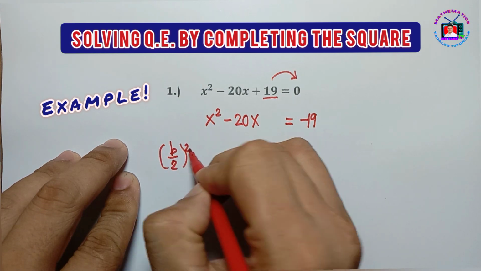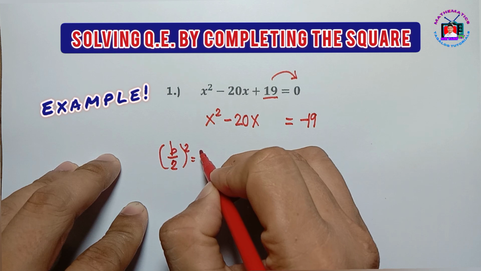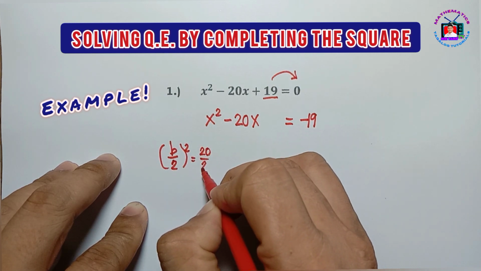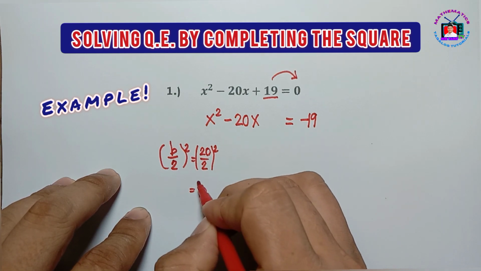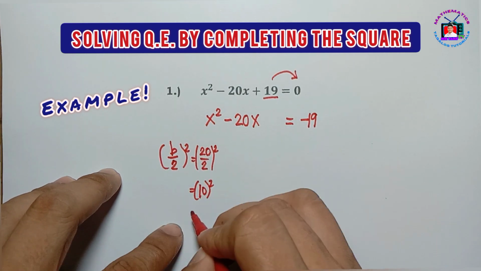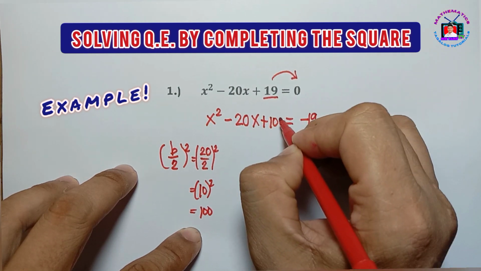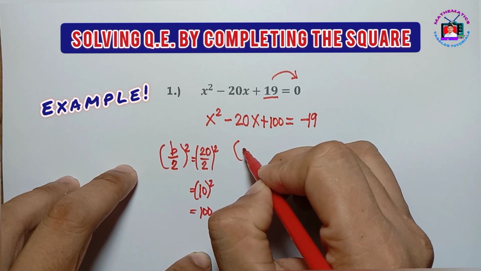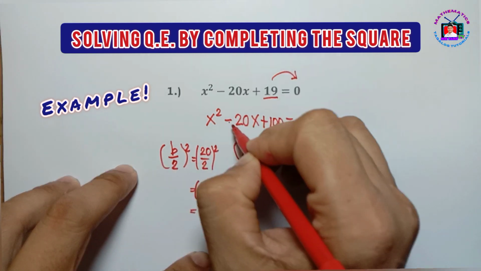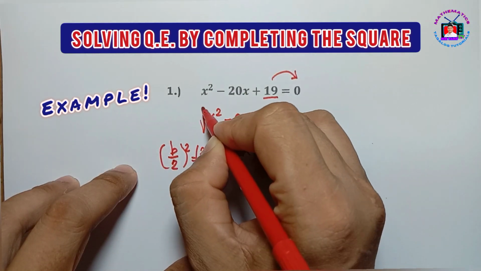Okay? So the formula to find the third term is b over 2 squared. The value of b is 20 divided by 2, then squared. So 20 divided by 2 is 10, squared. The result is 100. This is possible if the value of a is 1. Since the value of a is 1, we proceed. So plus 100, because it comes from the formula.